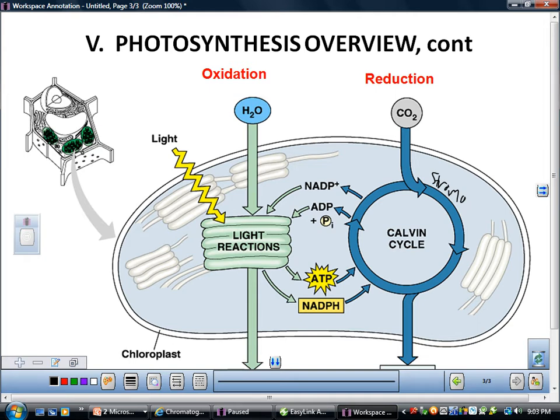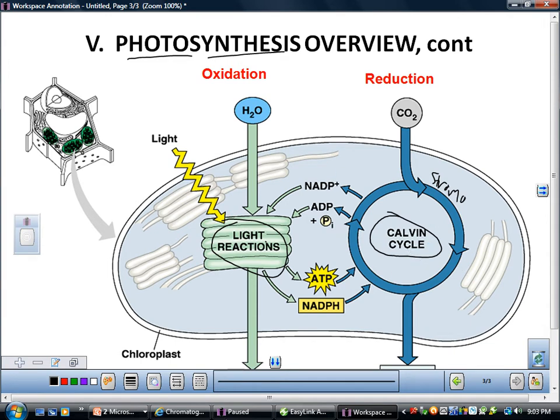The two stages are known as, okay, number one, right here, called light reactions. The photo part of photosynthesis is actually because of the light. And then we've got Calvin cycle over here, which is where we get the synthesis part of the word. So photo, light, synthesis is Calvin cycle because this is where we're synthesizing our sugar.